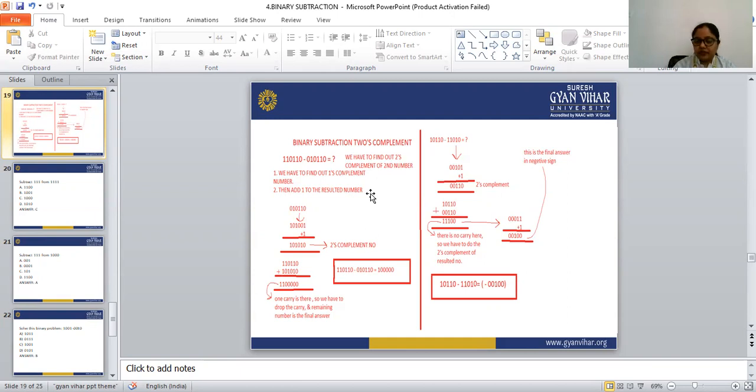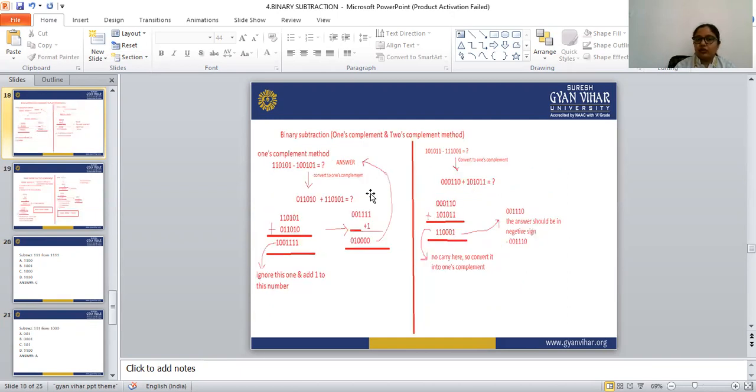Negative sign. And when we talk about the one's complement method, we consider the same second digit number and convert it into the one's complement number. After converting, we add the one's complement number and the first number. If we get any extra number, we drop the one extra number from the left side and add 1 to the remaining number. The resultant number is our correct answer.